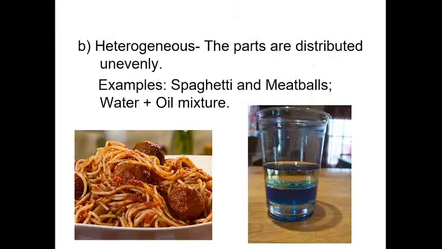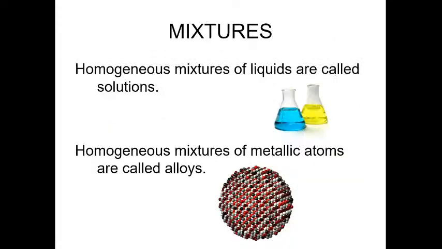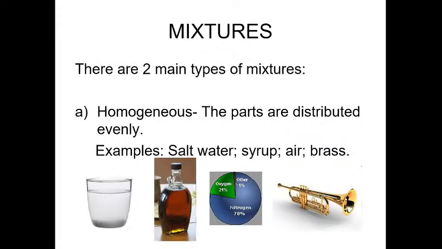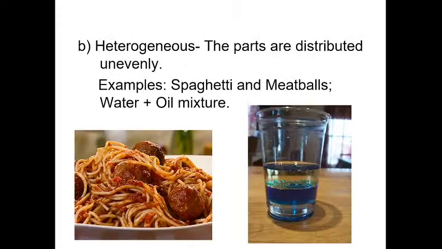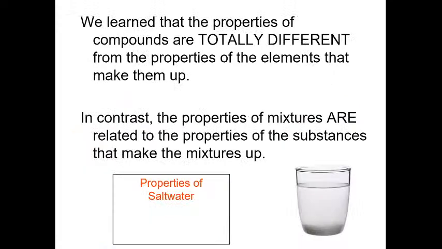Heterogeneous means what? The parts which are distributed unevenly, right? Then a water and oil mixture is what? A heterogeneous mixture. Here we can see the separation boundaries. In the previous case we can't see any separation boundaries. When you can't see any separation boundaries between two constituent particles, that makes a homogeneous mixture. But where you can easily see the separation boundaries, that makes a heterogeneous mixture.